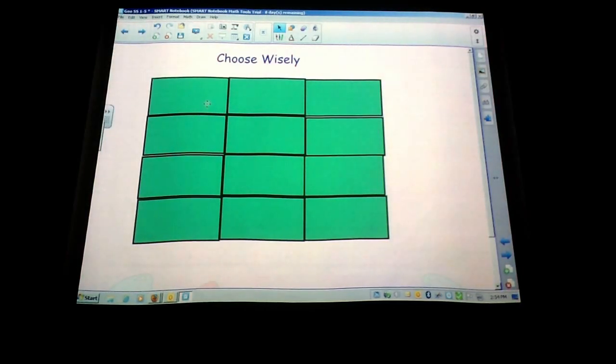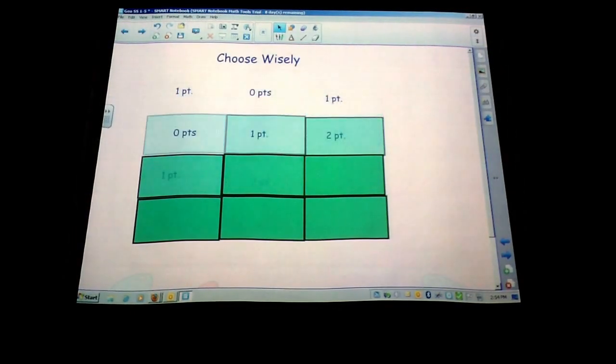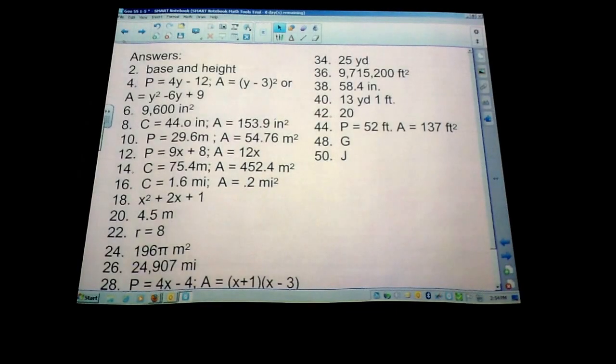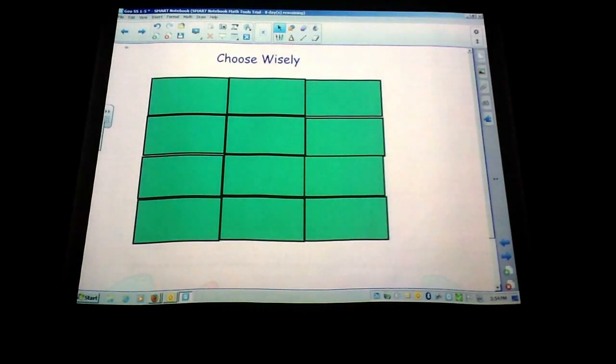Alright, if you entered a box, here they are. Good luck. Alright. And that's going to conclude our video on section 1.5 using formulas, which was over perimeter, area, and circumference.